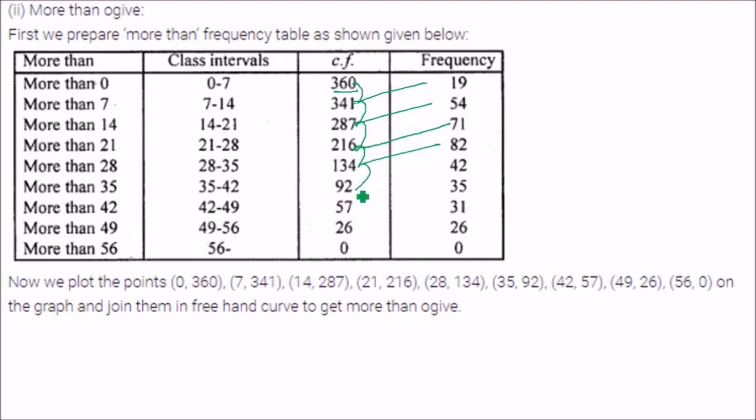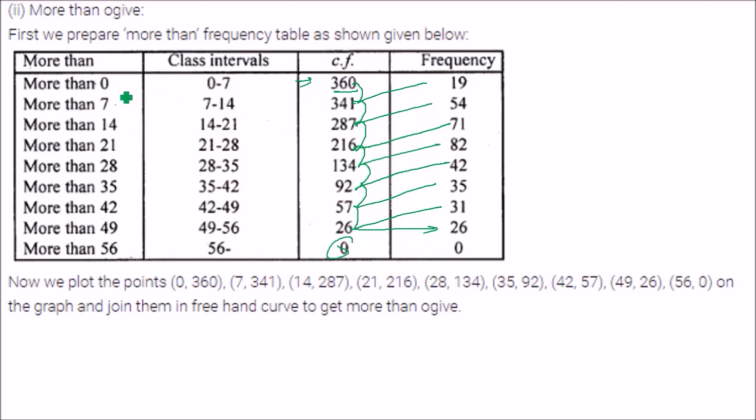216 minus 134, 82. 134 minus 92, 42. 92 minus 57, 35. 57 minus 26, 31. And then we don't have anything. You have to write 26 here and you have a 0 here, because of the class interval, because we want more than 0. So we'll start with the highest one.